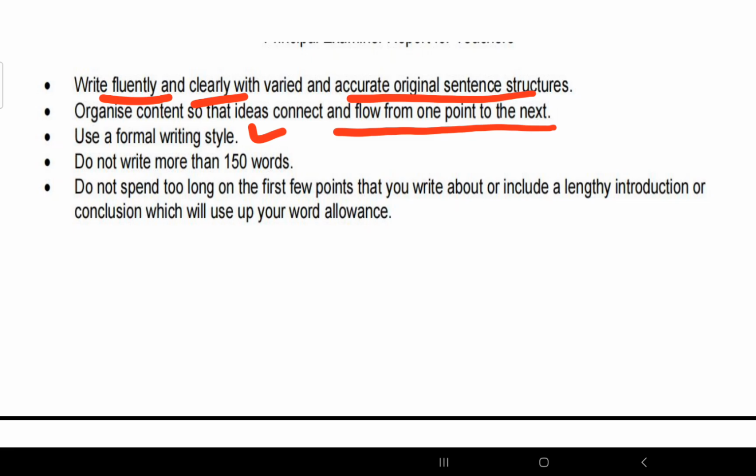Do not write more than 150 words. Do not spend too long on the first few points that you write about, or include a lengthy introduction or conclusion, which will use up your words. Give the same time to each point, and do not spend more time on just the first few ideas that are mentioned earlier.